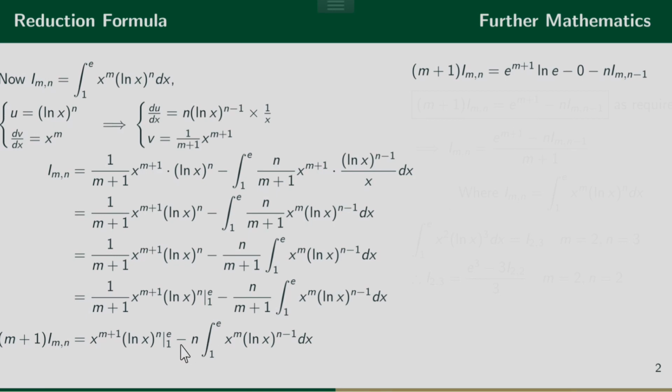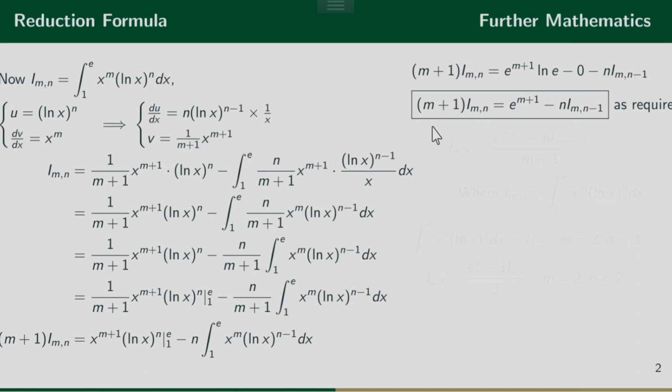So I'll just be left with minus n. Now, let's compare the initial integral that was given to us and what we have now. Notice that they are the same, only that the exponent of n is reduced by 1. So I can now write it as n multiplied by I m,n minus 1. That means the power of ln x has been reduced by 1. So this is what we were asked to prove, and we have arrived at it.